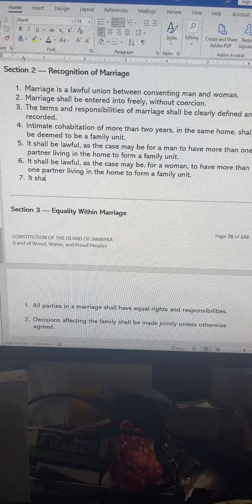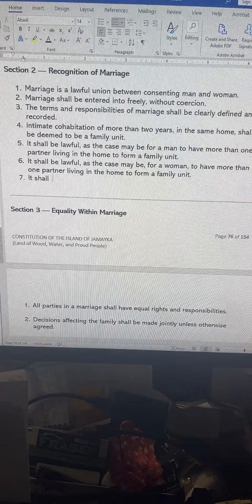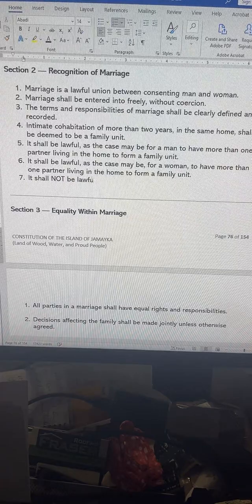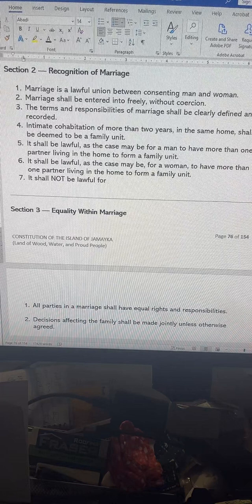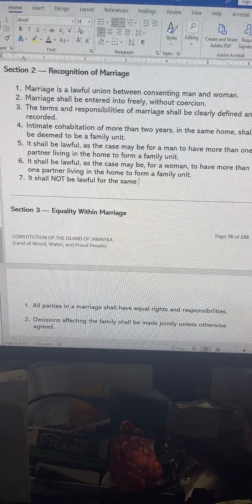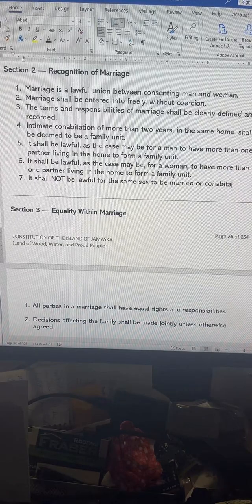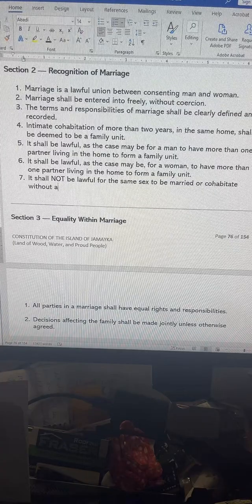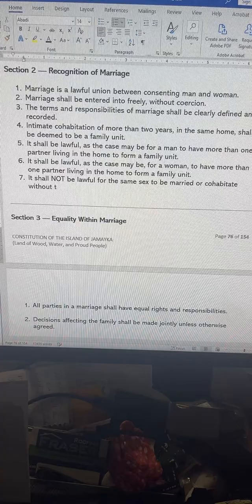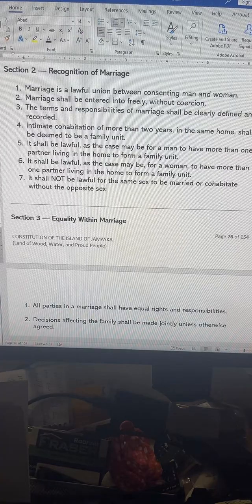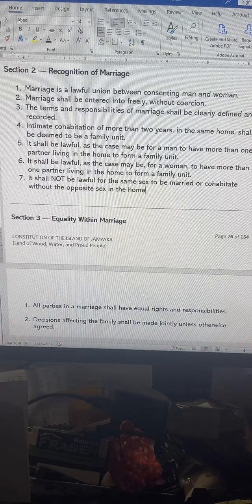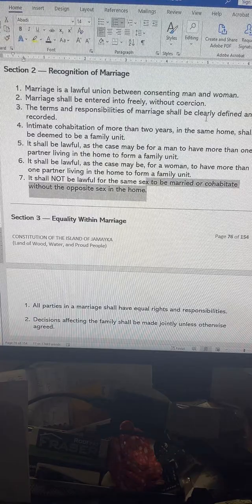It shall not be lawful for the same sex to be married or cohabitate without the opposite sex in the home. Let's just say it for what it is.